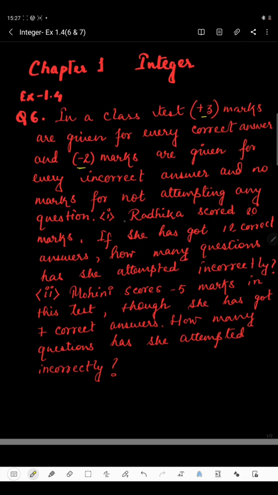Now the first part of this question is, Radhika scored 20 marks. If she has got 12 correct answers, how many questions has she attempted incorrectly? Means here her score is given as 20 and she has given 12 correct answers. So how many questions has she attempted incorrectly? Means how many questions were wrong.